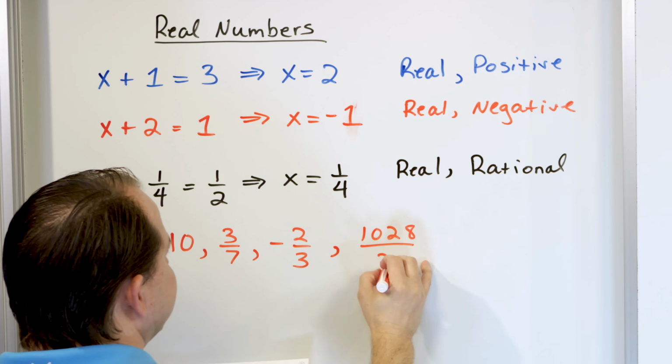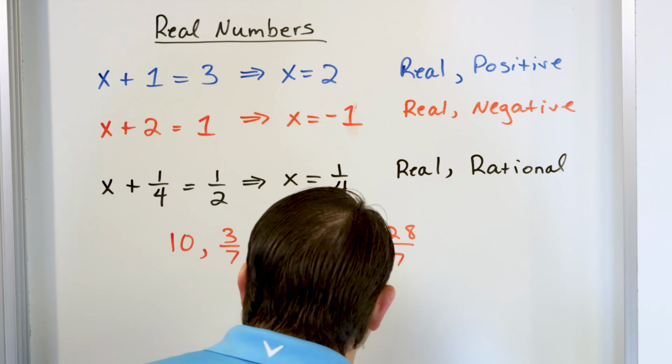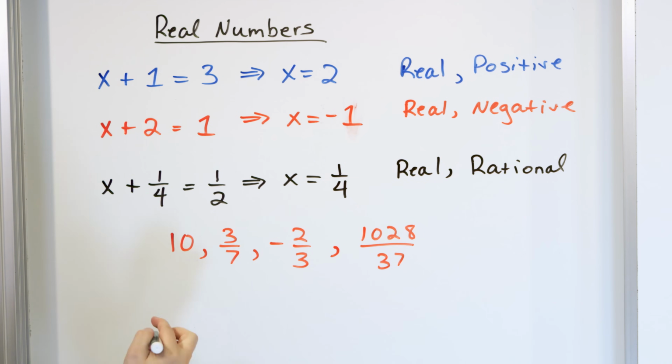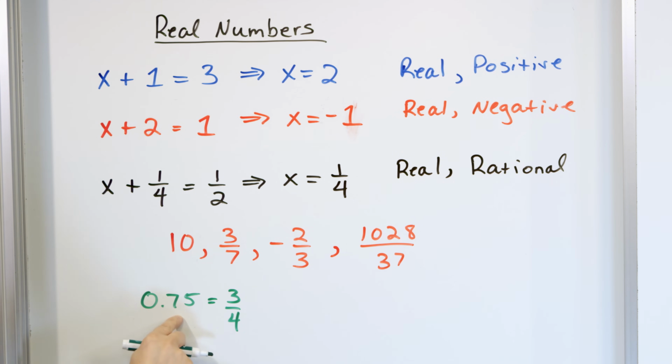1028 divided by 37. That's a fraction because it's a crazy numerator and a crazy denominator. Let's keep on going because we can make up a few more, and there's a point to this, I promise. Let's take a look at 0.75. You might say, well, that's not a fraction. However, you know you can write this as 3/4. That's a fraction. So this decimal is disguised.